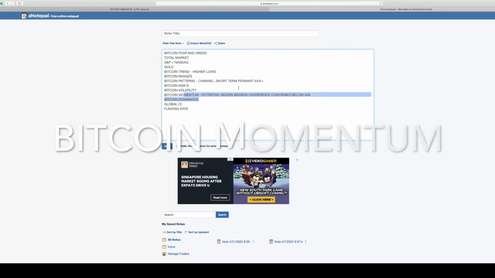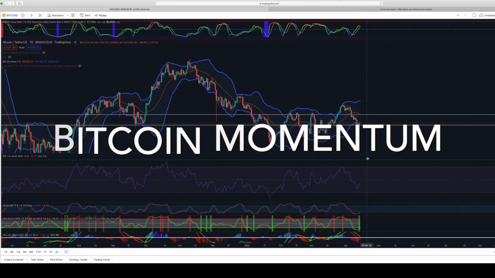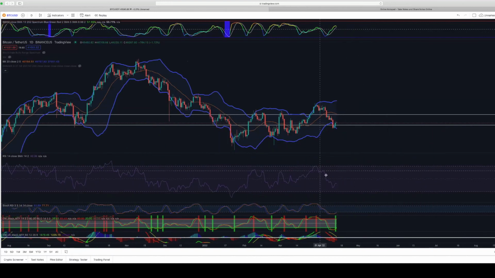Next thing is momentum. We talked about the RSI and the potential hidden bearish divergence. We can't get too much off the RSI on the daily here because it's just following this downtrend.